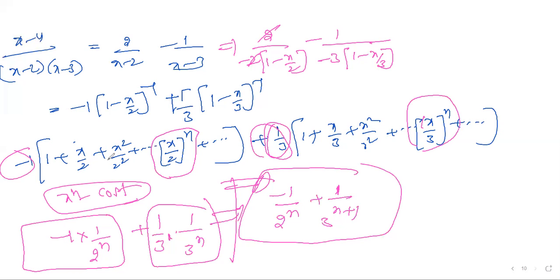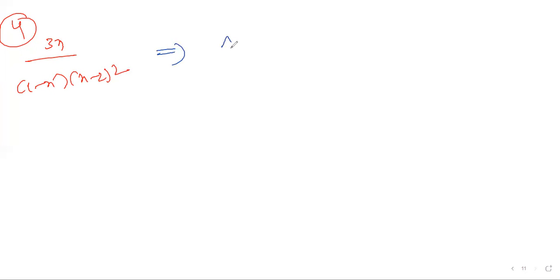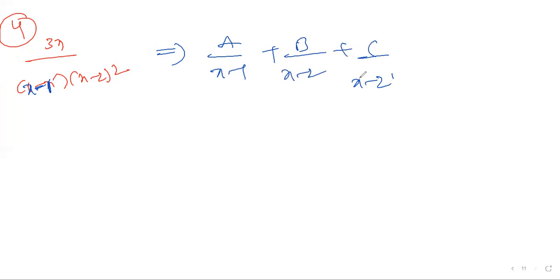The fourth one is a little important. Now I'll go to the fourth question here, and I'll go a little fast. 3x by (1 minus x) into (x minus 2) whole square. This looks like a model 1 again. So I'm writing A by x minus 1, sorry, the question is copied wrong: x minus 1, x minus 2. So A by x minus 1, B by x minus 2, C by (x minus 2) whole square.